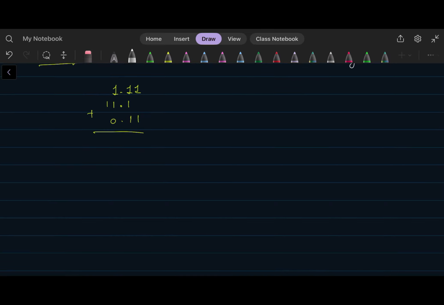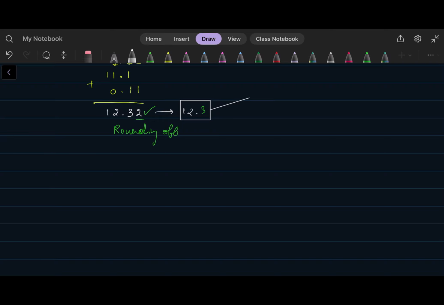You will get somewhat 12.32, and I have to write this approximately. Why? Because I just want to simplify the value, so I can go for the rounding off. Here I want to go for the rounding off, but the terminal number is 2, less than 5. Therefore, if I do the rounding off, I am going to get the value 12.3. This is the one thing.